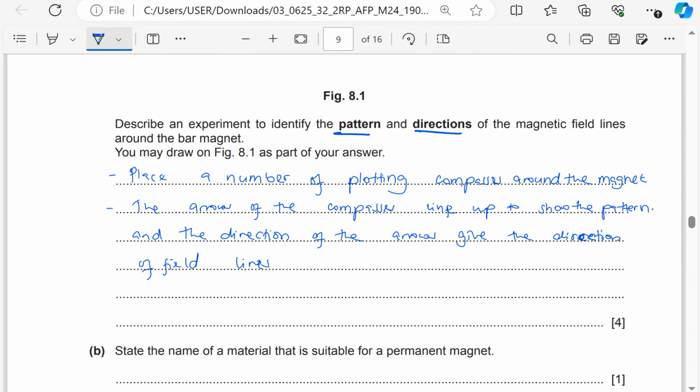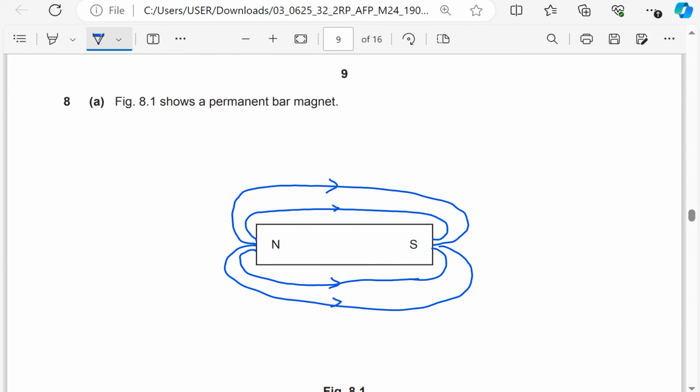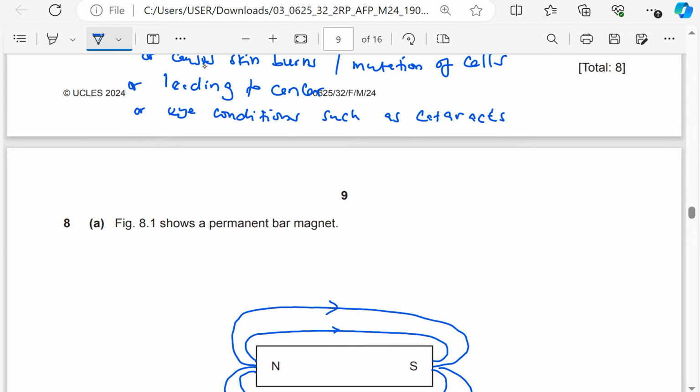Alternatively, let me write the second method here. Alternative method: place a card on the magnet. I'm now going to use iron filings and sprinkle iron filings on the card.